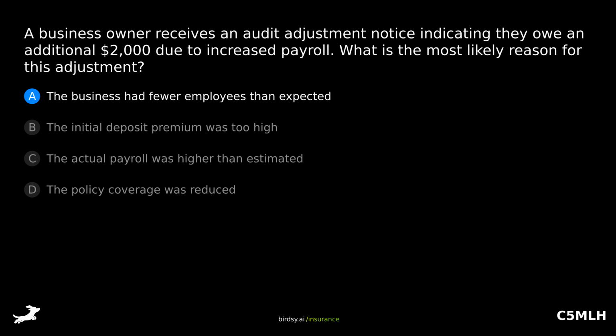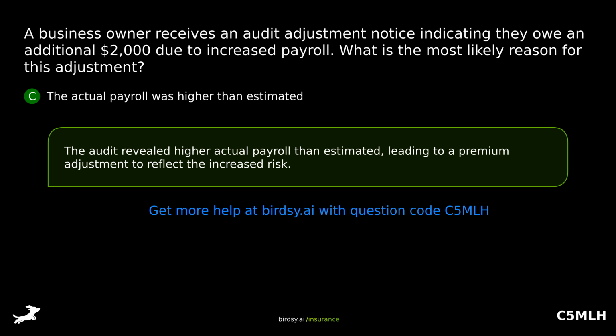Is it A, the business had fewer employees than expected, B, the initial deposit premium was too high, C, the actual payroll was higher than estimated, or D, the policy coverage was reduced? The answer is C, the actual payroll was higher than estimated. The audit revealed higher actual payroll than estimated, leading to a premium adjustment to reflect the increased risk.